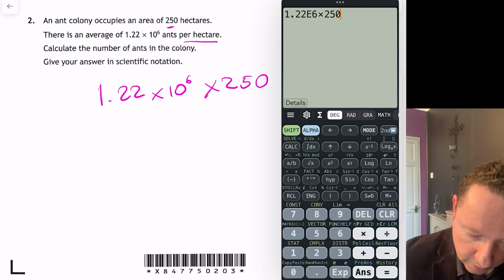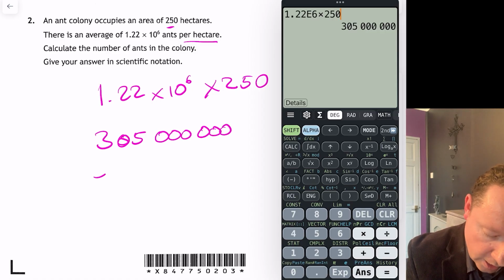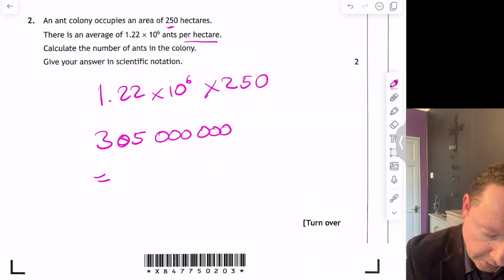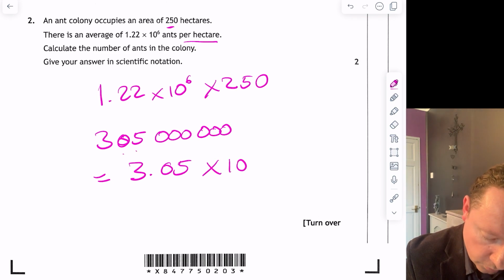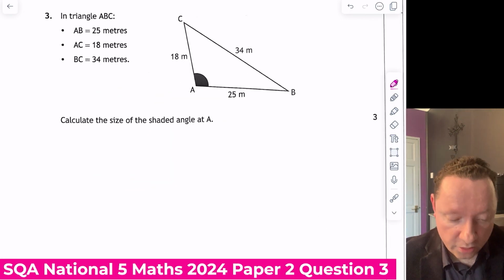Times 250. Now, your answer is to be in scientific notation, but the calculator might give it to you without scientific notation to start with. So then I change that by writing 3.05 times 10 to the power of 8. And we're done there. SQA National 5 Maths 2024 Paper 2 Question 3.